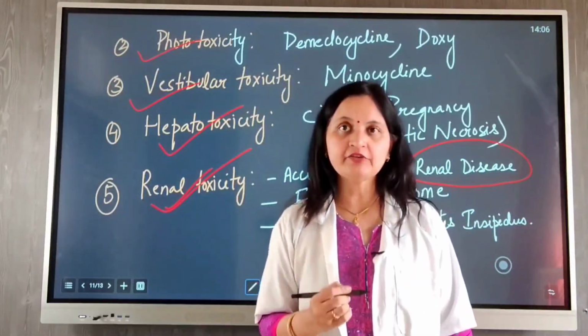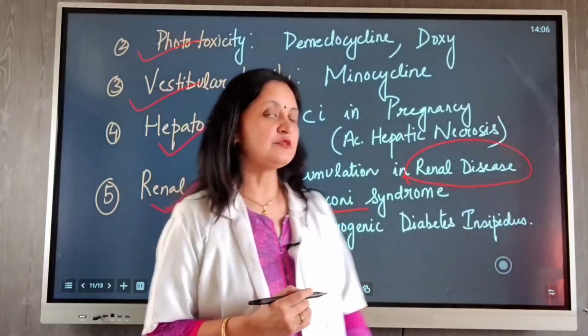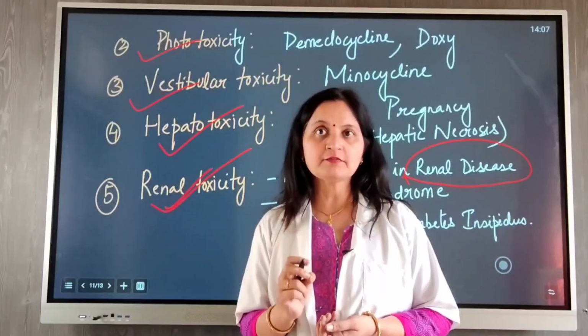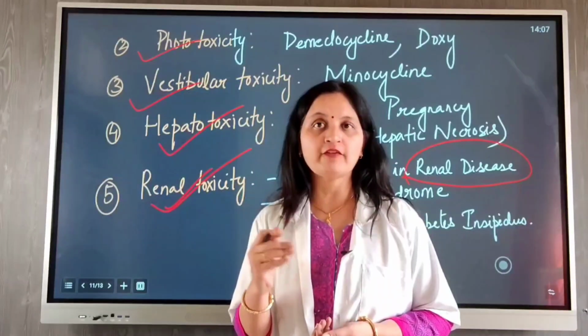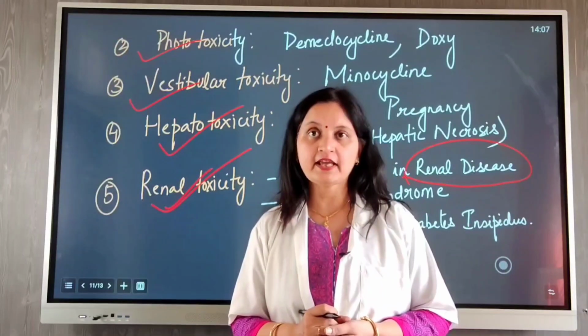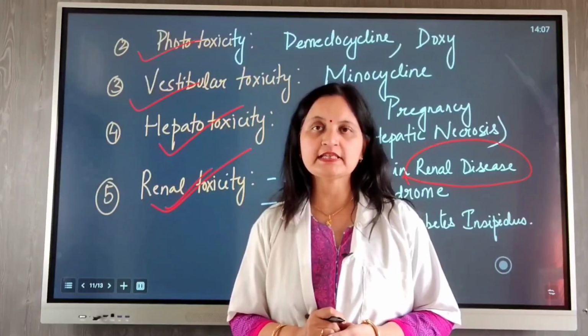Now, Fanconi syndrome is a type of renal toxicity which is characterized by damage to the cells of the proximal tubule, and it is caused by the use of tetracycline preparations after the date of expiry. So expired preparations of tetracyclines can cause Fanconi syndrome, damage to the proximal tubular cells.